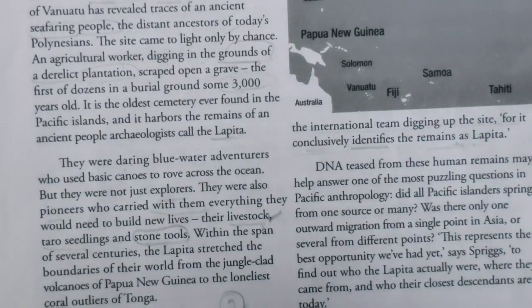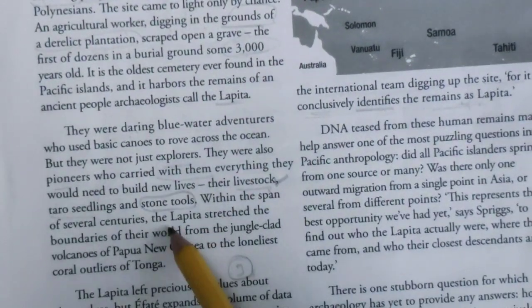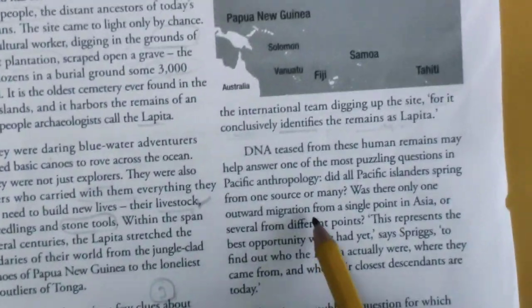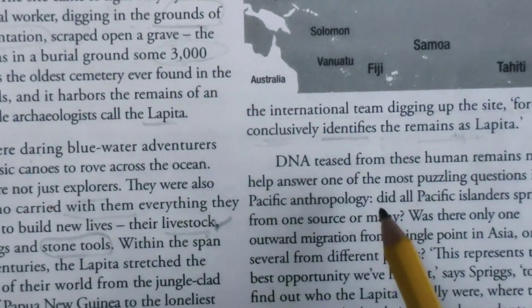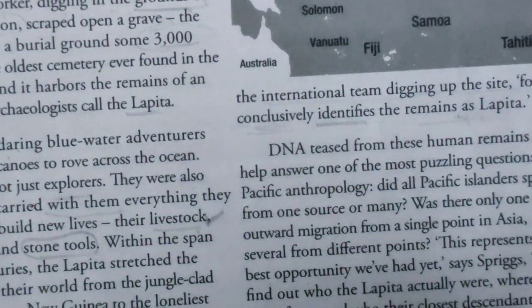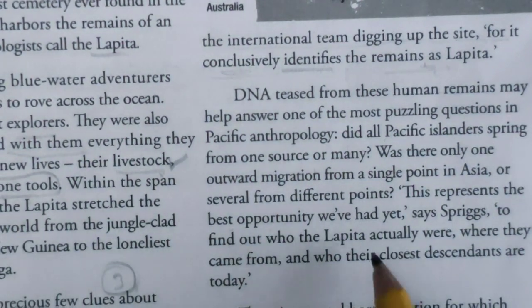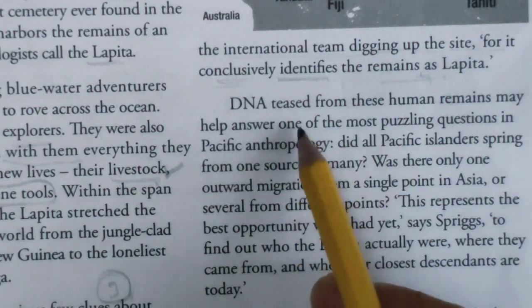So now we have gone through first paragraph, second paragraph, third paragraph. Now it's turn to read the fourth paragraph. Why? Because we are going according to the writer's choice, according to how they have designed the paragraph according to the question. This you should keep in mind.